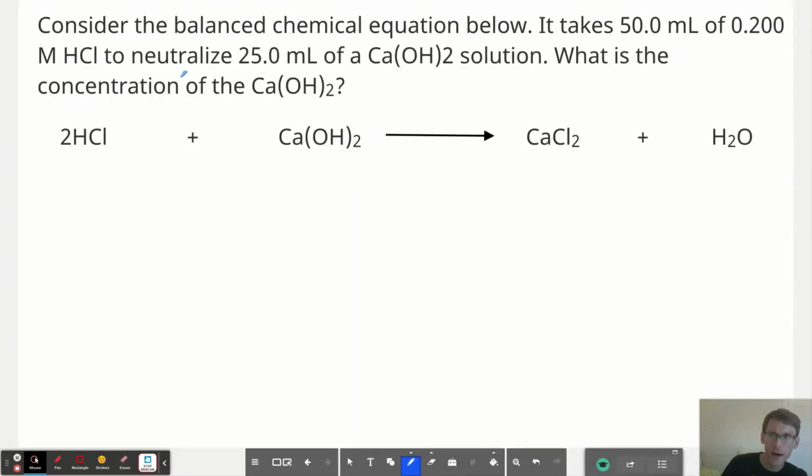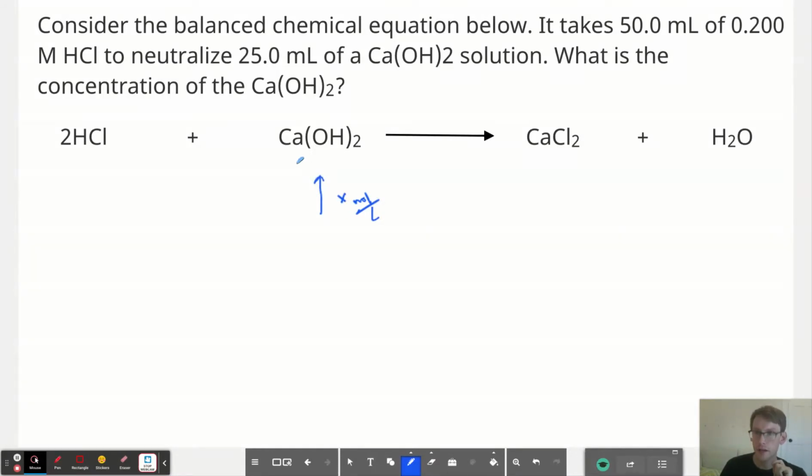So finally, consider the balanced chemical equation below. It takes 50.0 milliliters of a 0.200 molar solution of HCl to neutralize 25.0 milliliters of a calcium hydroxide solution. What is the concentration of calcium hydroxide? So notice that this is different because we have to solve for the conversion factor. And we haven't done that until now. So we need the concentration of the calcium hydroxide, and I'm just going to put in X moles per liter. You know, guys, that the concentration has to be the conversion factor here.